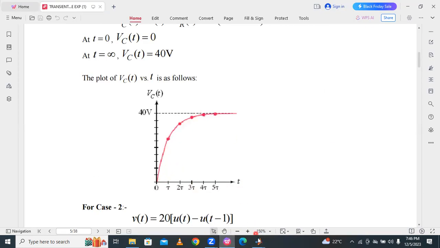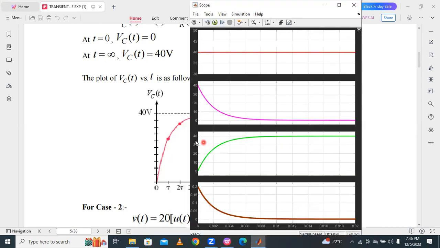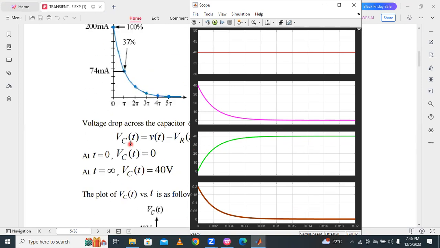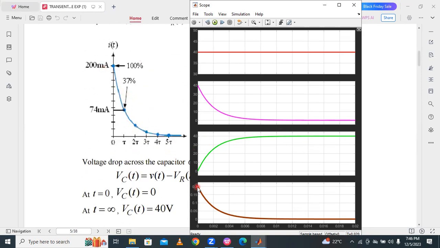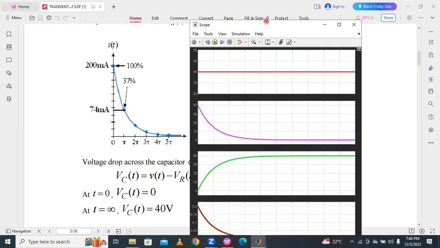40 volts is the maximum voltage. And then what is the current here? The current is 200 milliamps, which means 0.2 amps. So like this, this is the response of the series RC circuit for a step input.